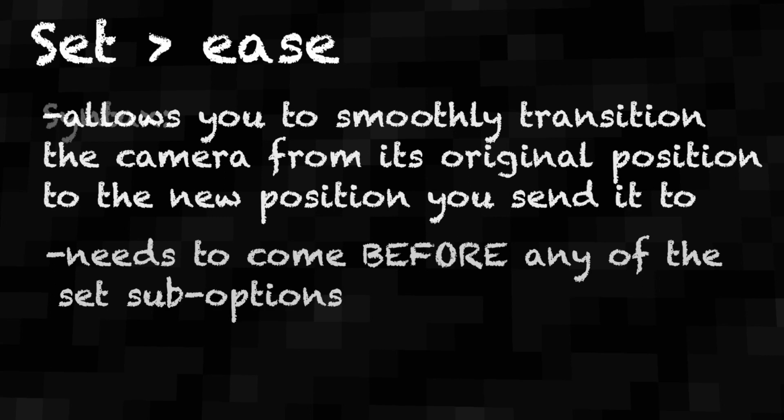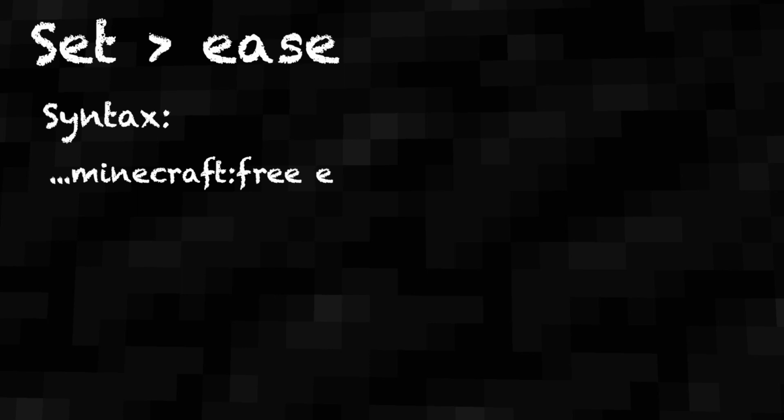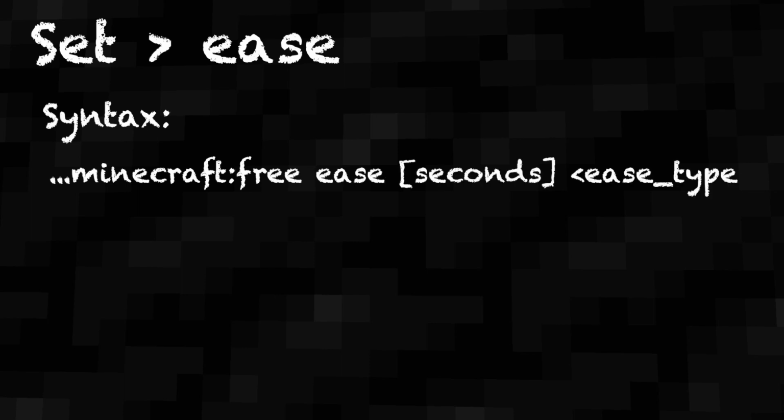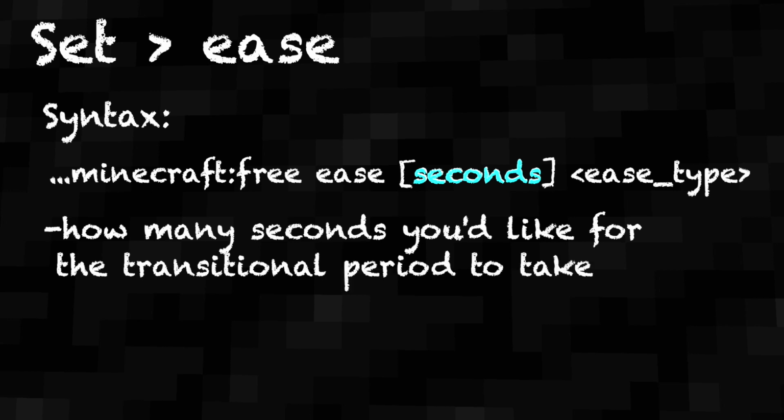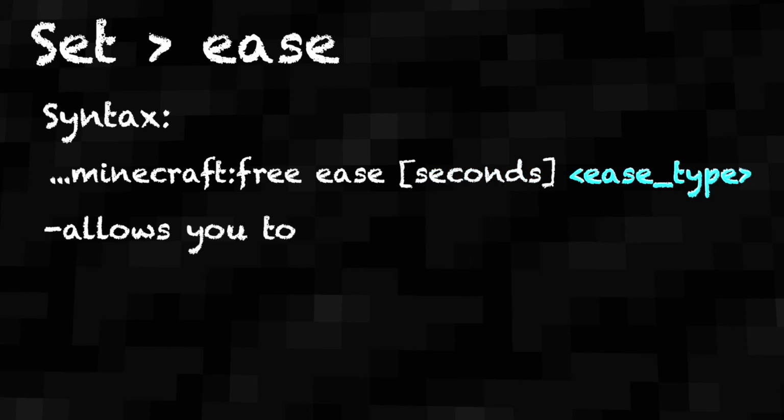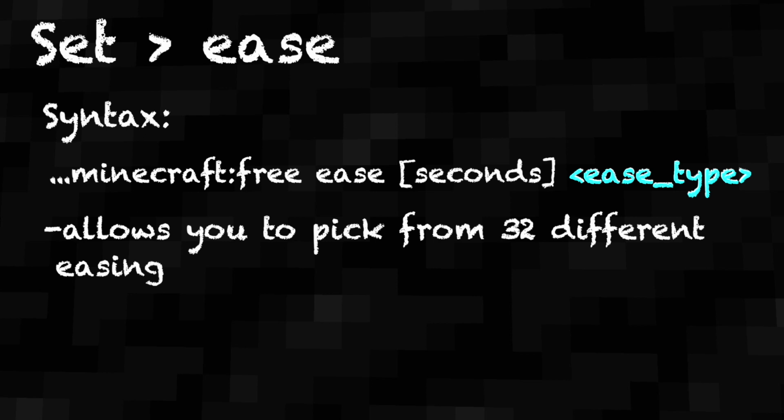The syntax is as follows: ease, seconds, then the type of ease. Seconds is how many seconds you'd like for the transitional period to take. Ease type allows you to pick from 32 different easing functions.